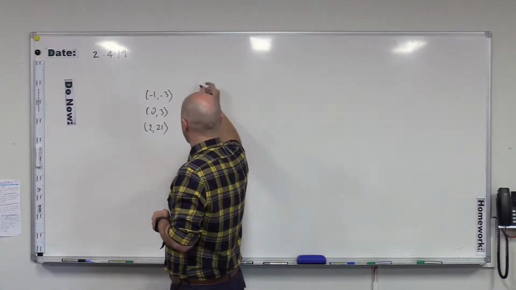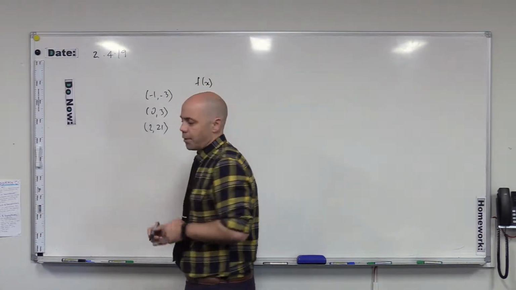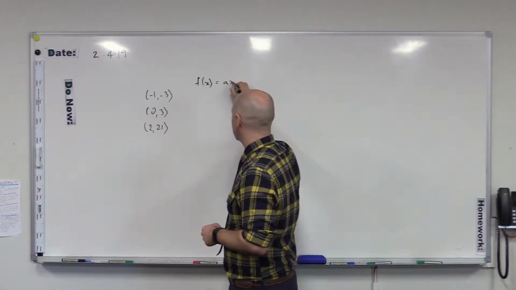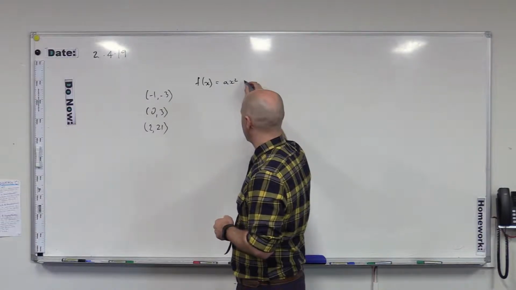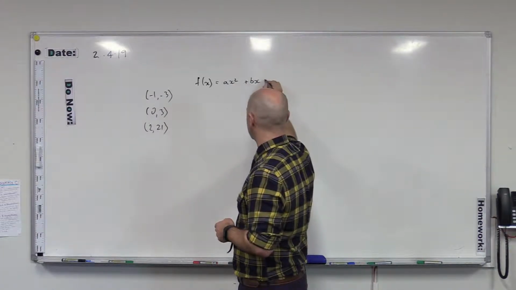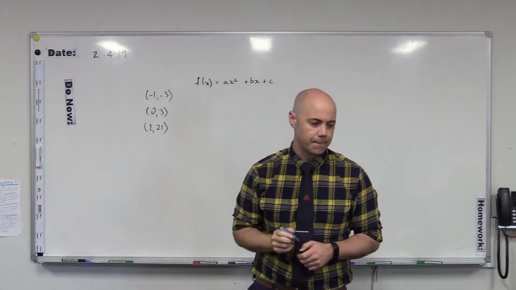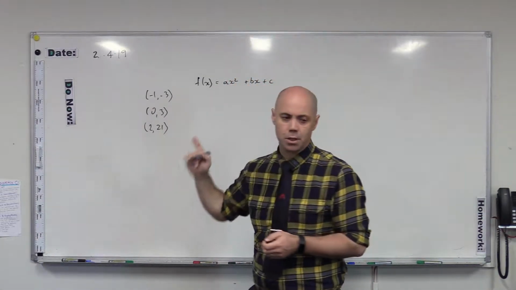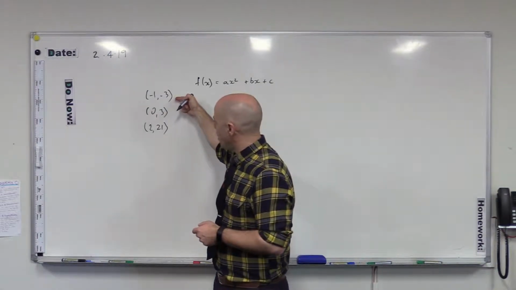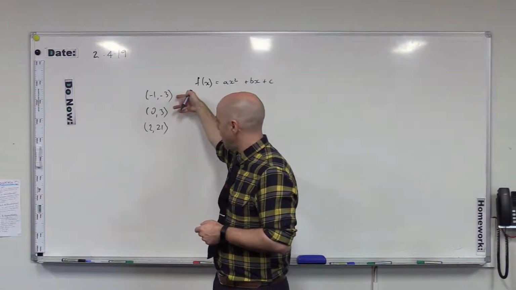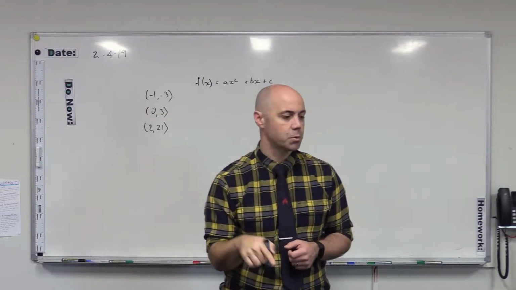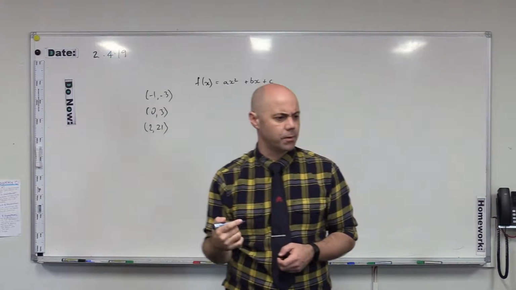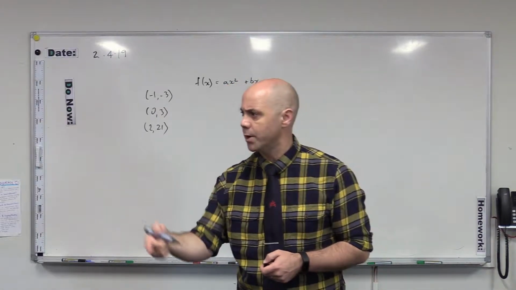So here we go. I'm going to start by saying the function that we need to find is in the format ax squared plus bx plus c. That's our general form of a quadratic equation. And I know that if I put in any of those points, they will satisfy the equation when we know what a, b and c are. But what are those a, b and c? We need to figure those out.